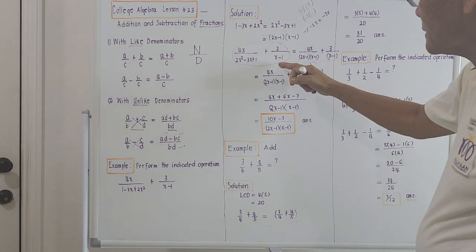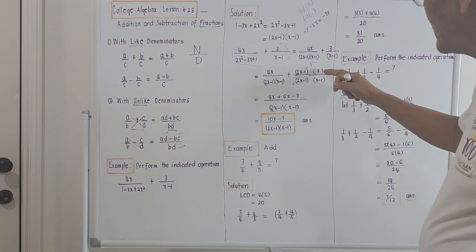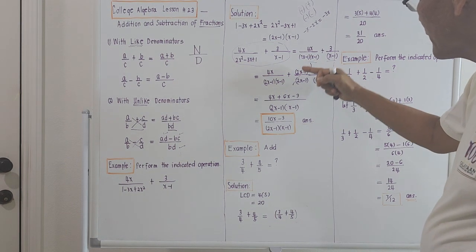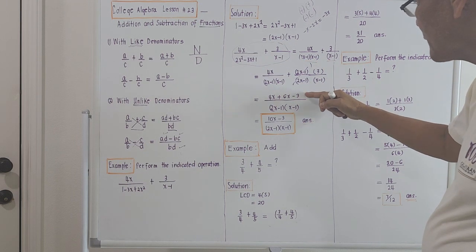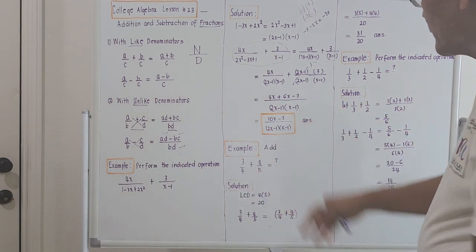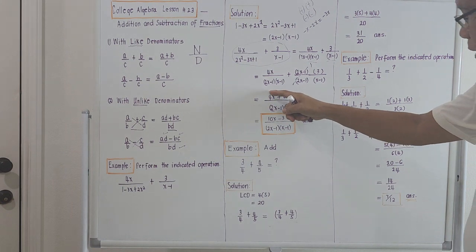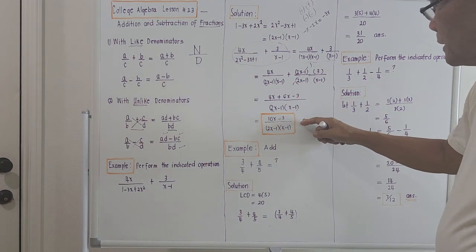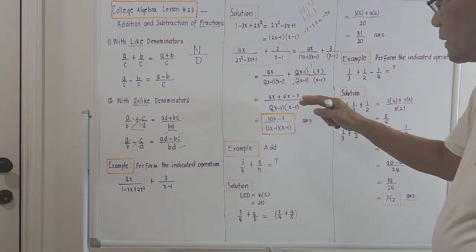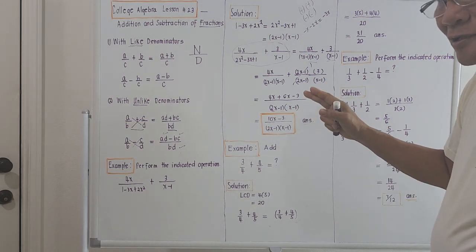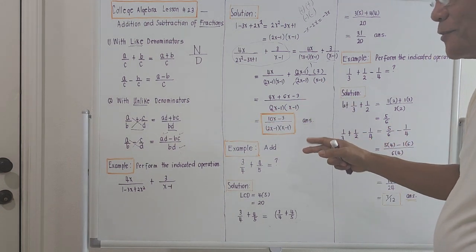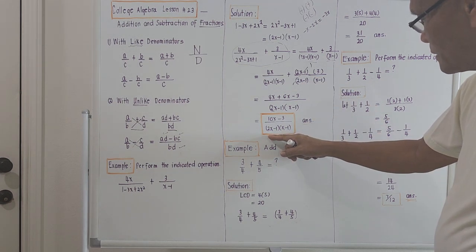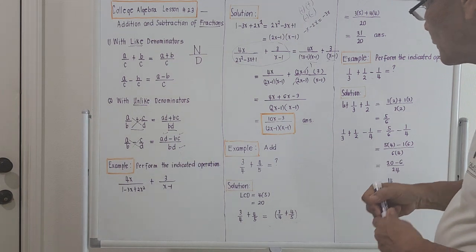This is 4x. Okay, this is multiplication, right? So 3 times 2x will be 6x, minus 1 times 3 will be negative 3. And combining similar terms, 4x plus 6x will be 10x, the pure constant will be minus 3, and the common denominator is the quantity 2x minus 1 times the quantity x minus 1. That will be our final answer.